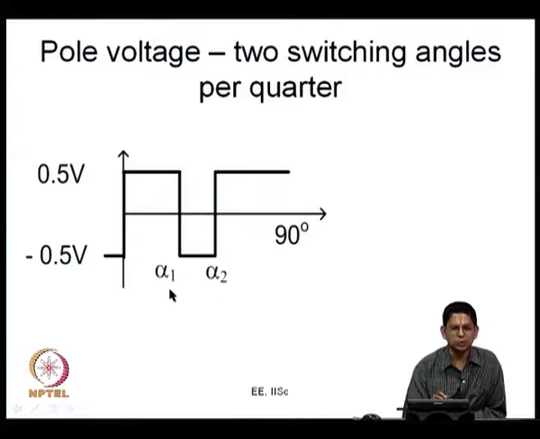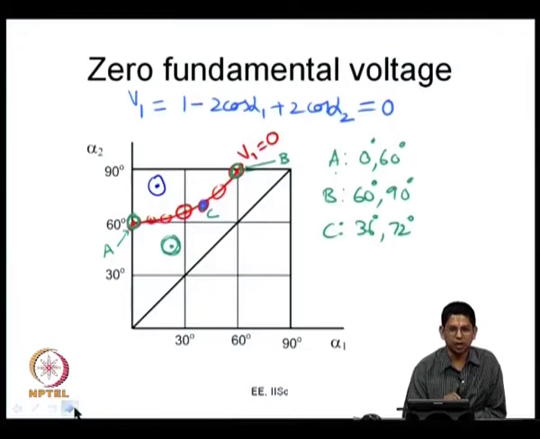So, it is only 2 switching angles. You need at least 1 switching angle to control the fundamental voltage. Because you have 2 switching angles, it is possible for you to influence the harmonics to a certain extent. So, that is what we are looking at now. How do you go about influencing the harmonics?